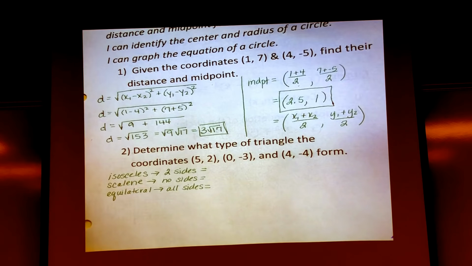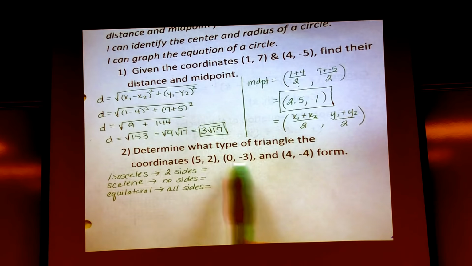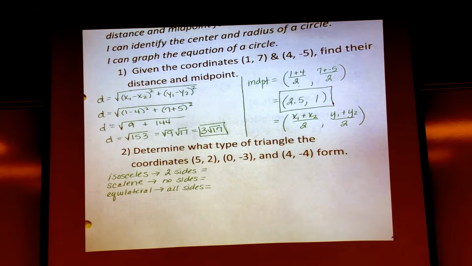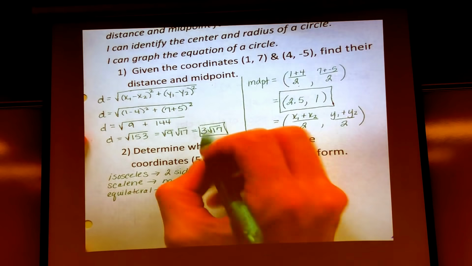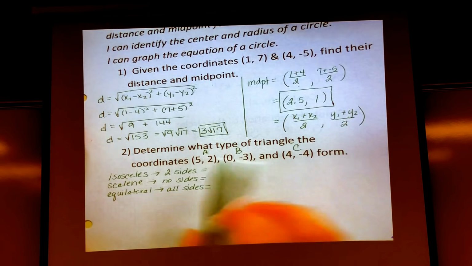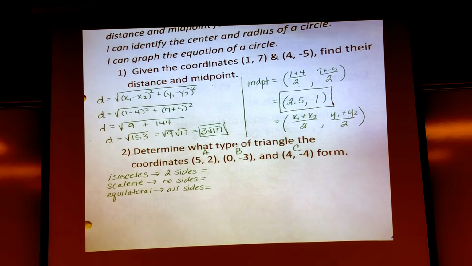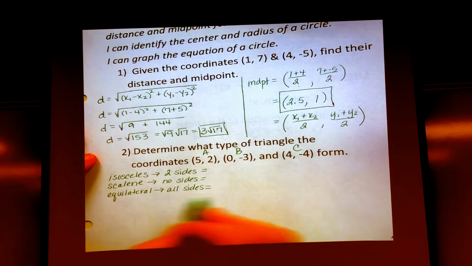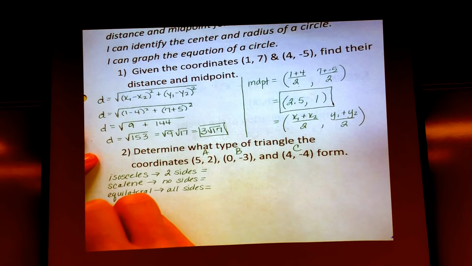Okay, so we can use the distance formula to figure out the length of each side to determine, is it going to be an isosceles, a scalene, or an equilateral. Now, I think it's helpful to label these with some letters, A, B, and C. You can use any 3 letters. Those are just an easy ones to pick. So then we can keep our side straight.